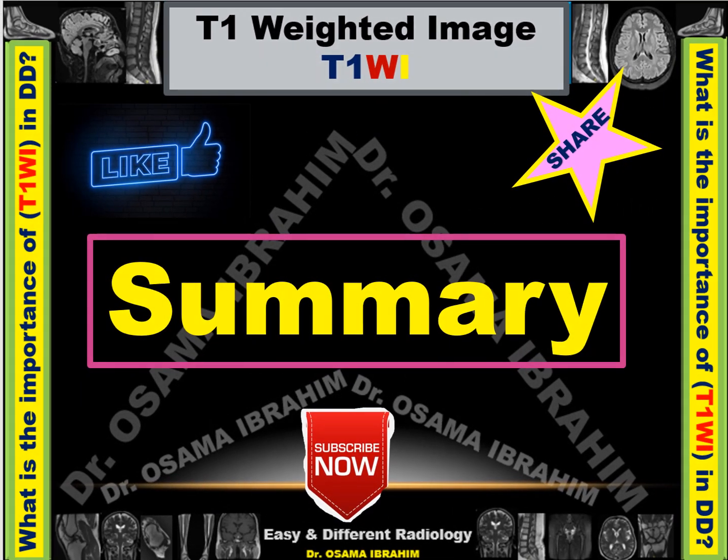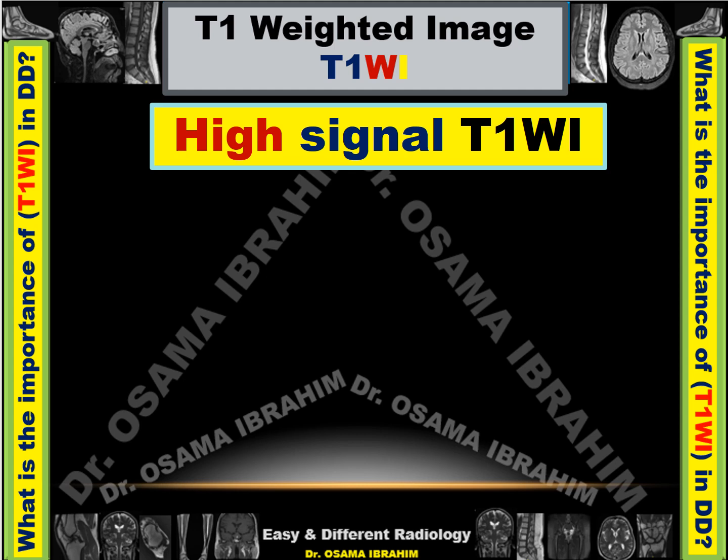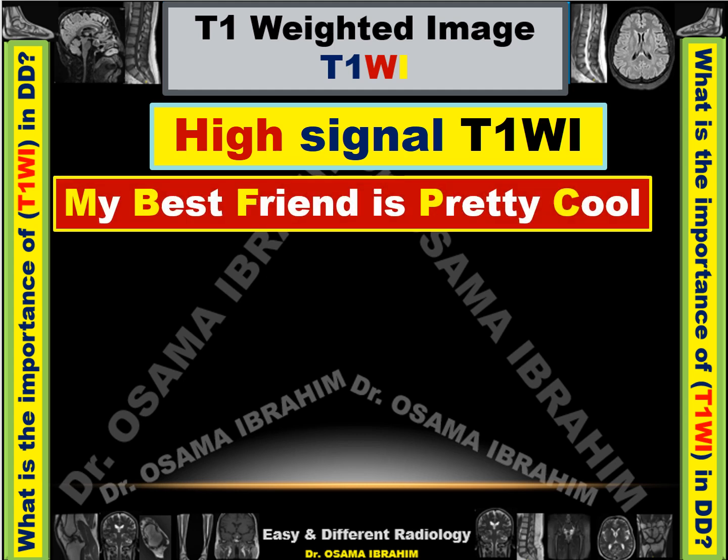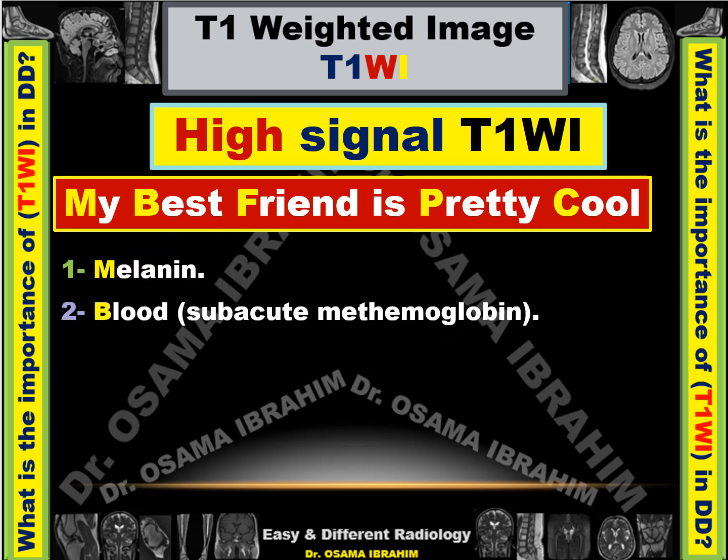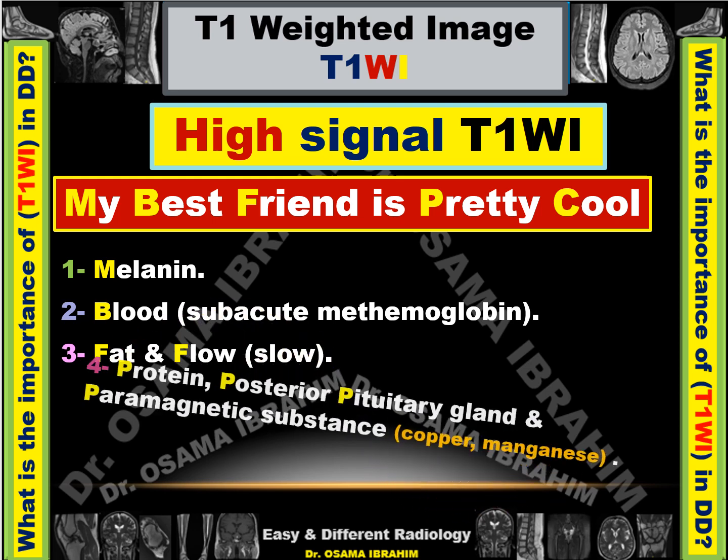To summarize my presentation, if I am presented with a high signal T1 weighted image, I should consider my best friend, "is pretty cool", in my differential diagnosis: M from melanin, B from blood like subacute methemoglobin. I will make one part of my presentations about this separately. F from fat, as I talked about in these presentations for fatty lesions. F also from flow, if there is arrest of flow in the veins representing thrombosis, it can appear high signal in T1.